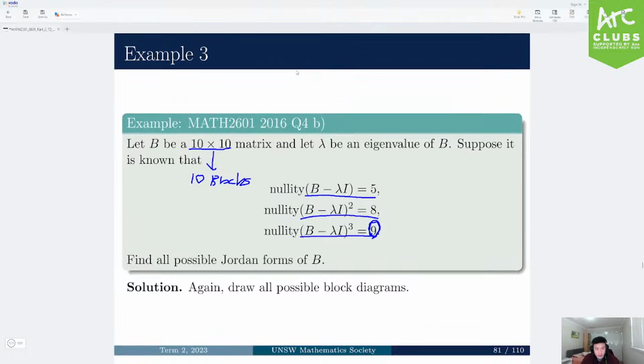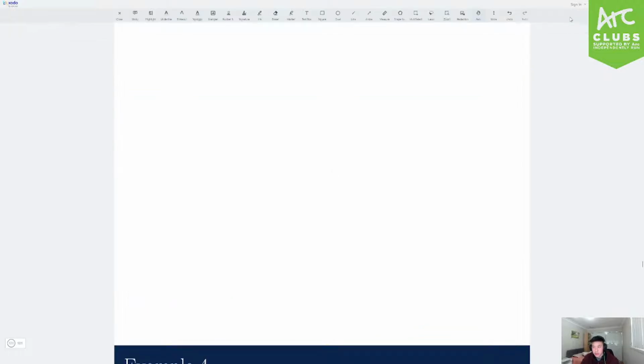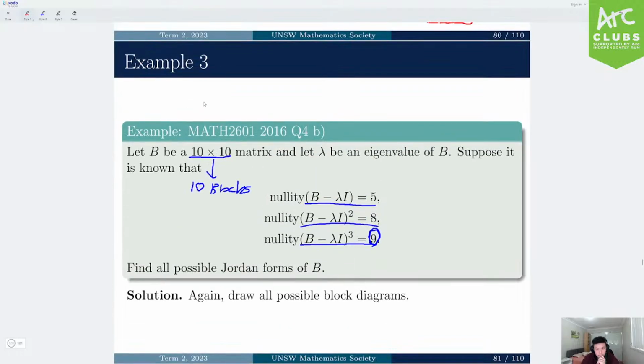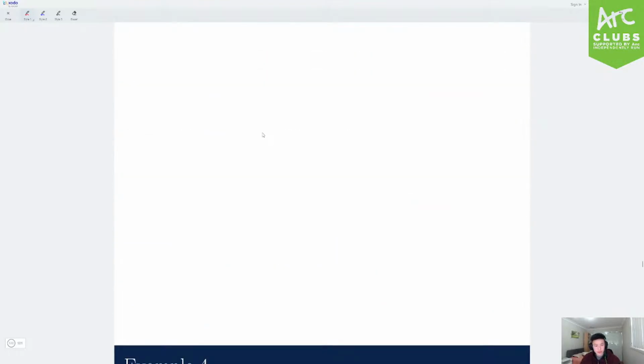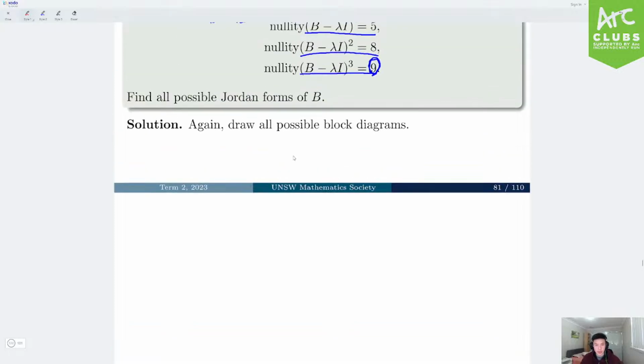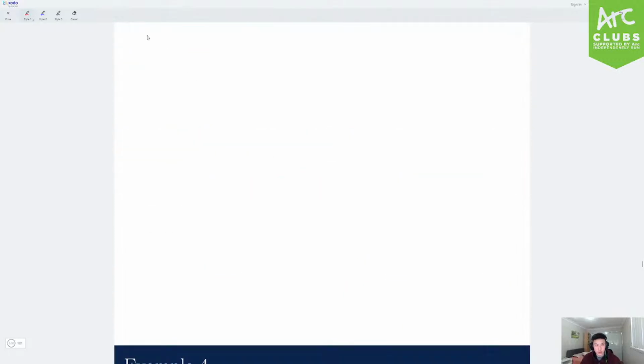So we have the fact that the nullity of B minus lambda I is 5, 8, and 9. How exactly we want to draw this out is, the base is going to be 5. Actually, let's first consider the cases for what our Jordan blocks can be. There are actually going to be 2 cases where this is possible. Case 1 is where we have just a single eigenvalue.